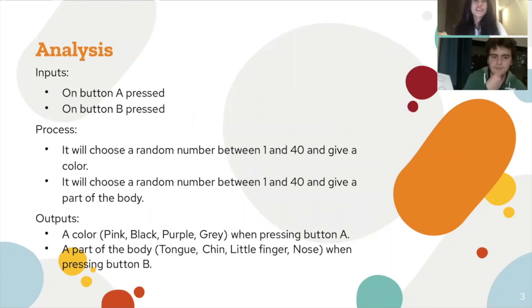Our analysis. The inputs are on button A press and on button B press. Our process is, it'll choose a random number between 1 and 40 and give a color. And it will choose a random number between 1 and 40 and give a part of the body. Our outputs are a color, it could be pink, black, purple, or gray when pressing button A, and a part of the body, tongue, chin, little finger, or nose when pressing button B.